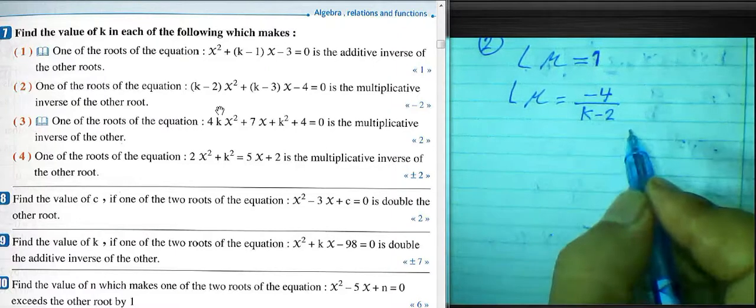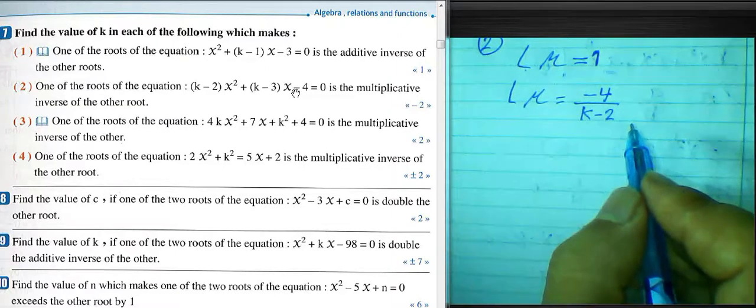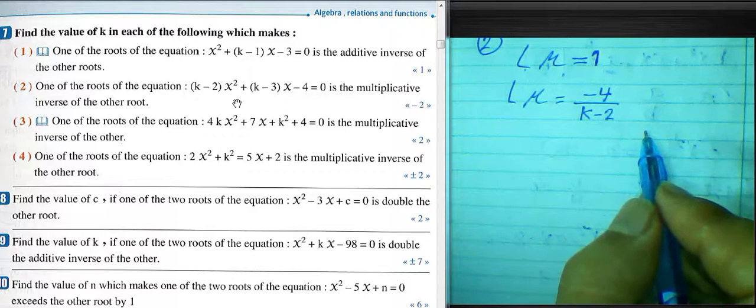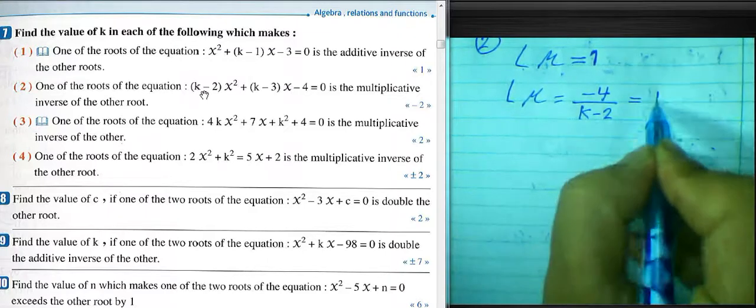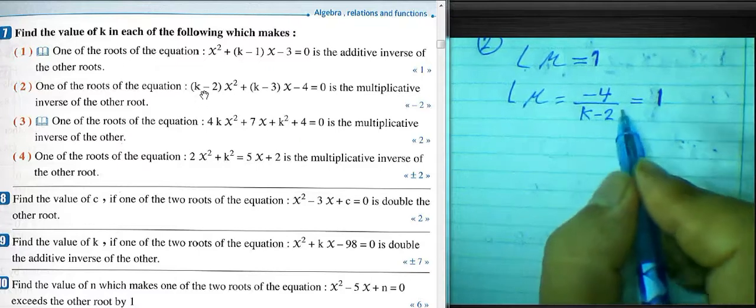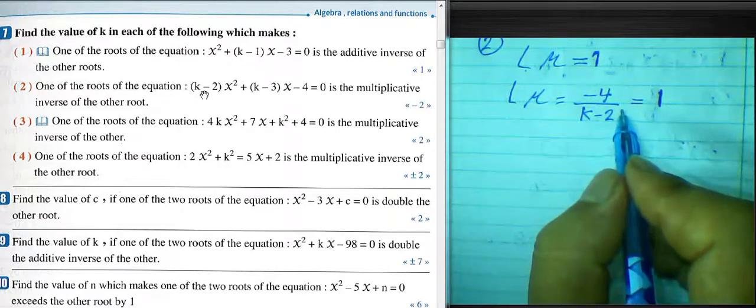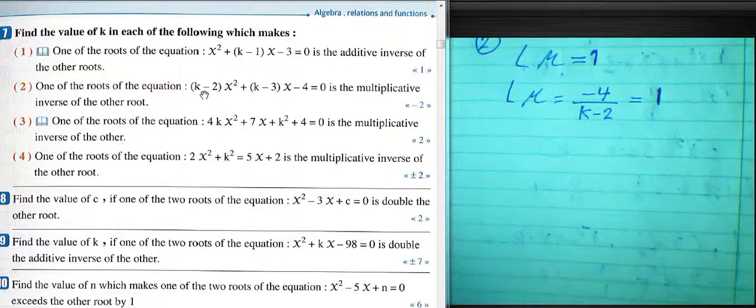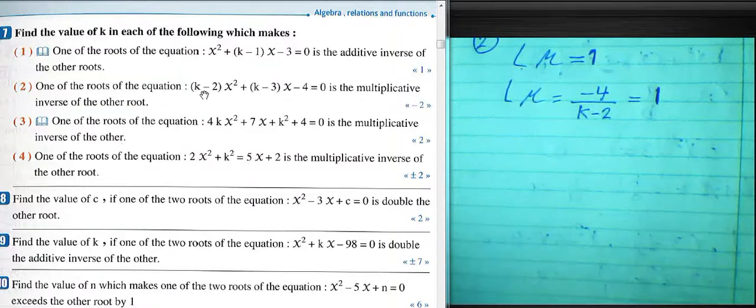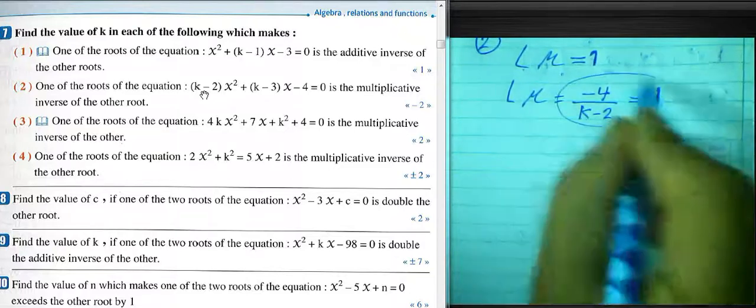The constant is negative 4. Coefficient of x power 2 equals k subtract 2. The result will be 1, because one of the roots of the equation is the multiplicative inverse of the other root. So we can solve this equation.